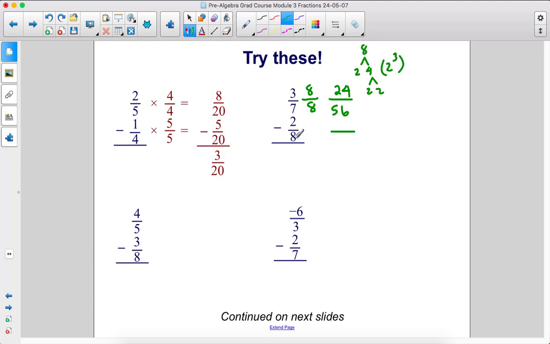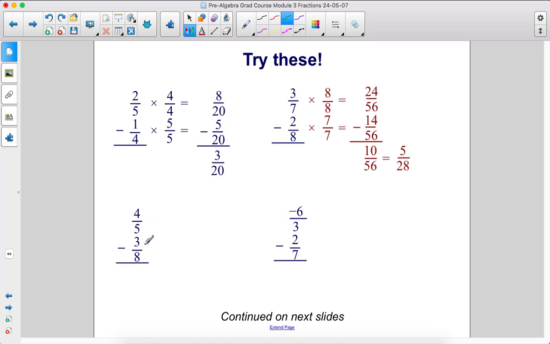Now, what do we multiply 8 by to get 56? 7. So we have 7 over 7. 2 times 7 is 14. And then we have 24 minus 14 is 10 over 56. But this can be simplified. We can divide the top and bottom by 2. And that gives us 5 over 28, which cannot be simplified further.